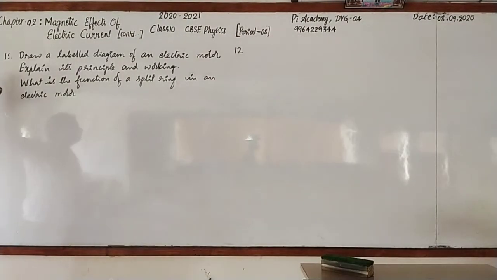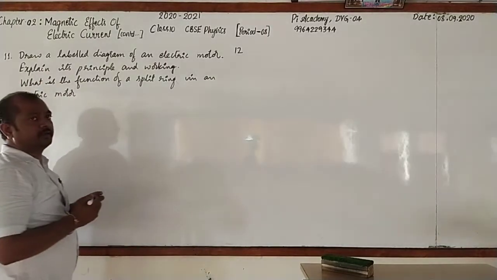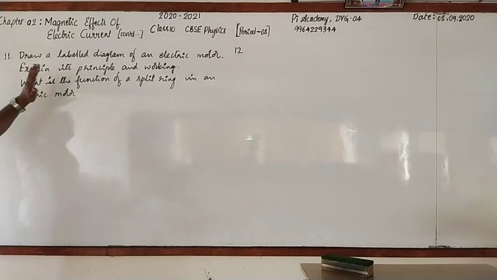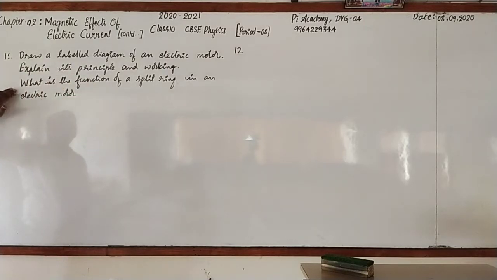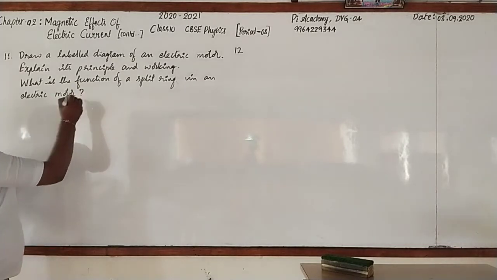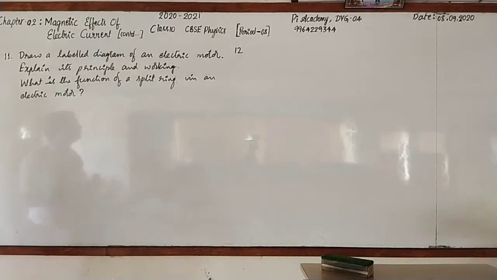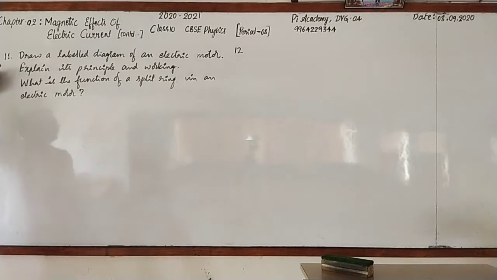Students, observe this. The 11th question is like this. Draw a labelled diagram of an electric motor. And two more sub questions are there. Explain its principle and working. And one more sub question: what is the function of split rings in an electric motor? Now, let us go for answering these one by one. Draw a labelled diagram of an electric motor.